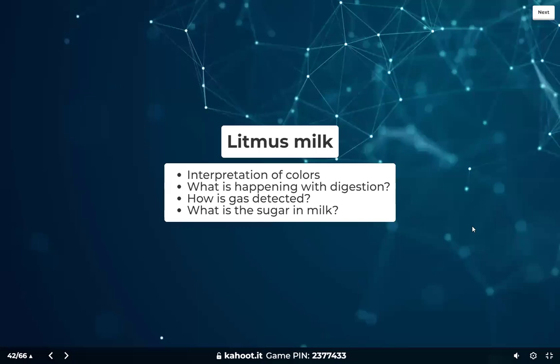What is happening with digestion? If you have digestion, it's because you have completely broken down the proteins in the milk. How is gas detected? We'll be looking for bubbles or cracks in a coagulated medium. And what is the sugar in milk? Lactose, right?